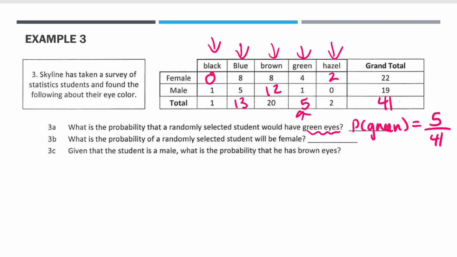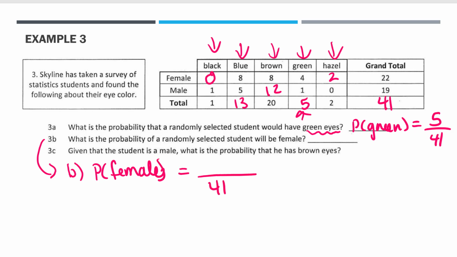For B, what is the probability of a randomly selected person being a female? I'm going to do B down here. So the probability of female, again, we don't have that conditional, so we have the denominator, which will be a total of 41, and then the female is going to be 22.